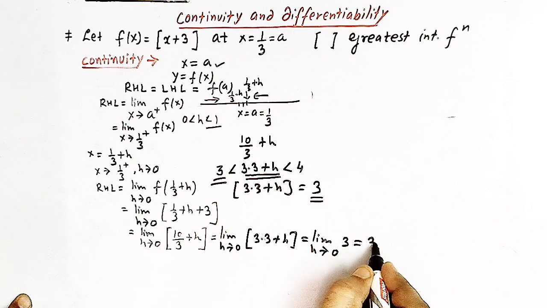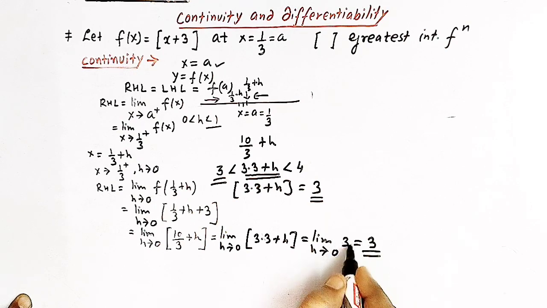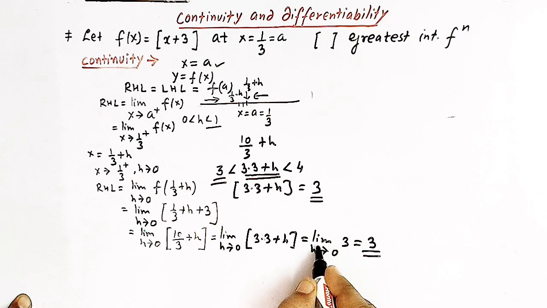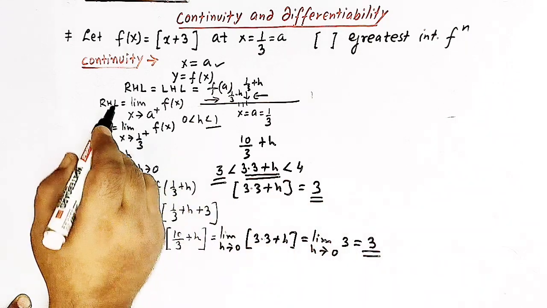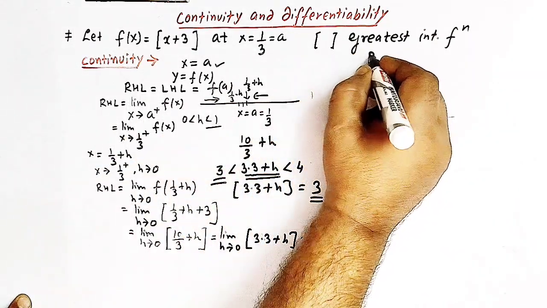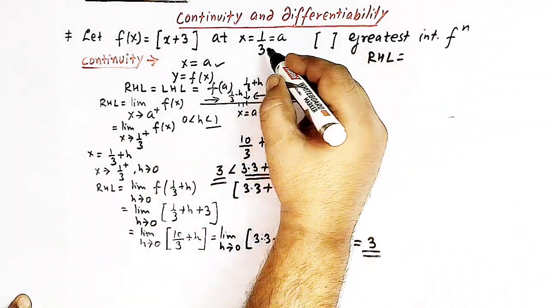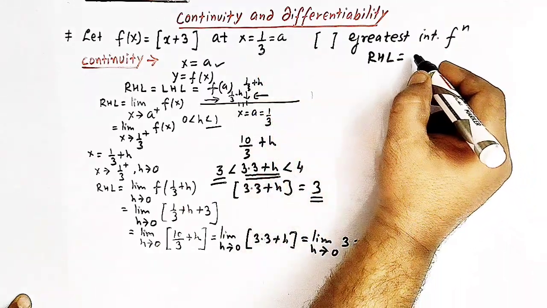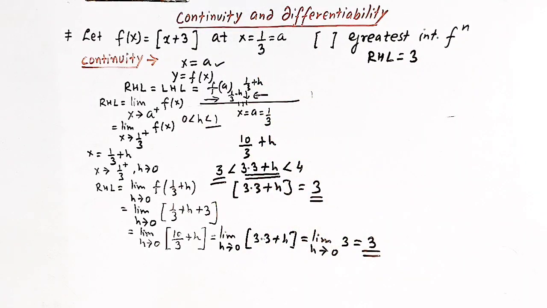So we have simply 3, right? Because this 3 is independent of h. So limit h tends to 0, 3 is equal to 3. So the right hand limit of this function at this point x is equal to 1 over 3 is equal to 3. Now let us calculate the left hand limit.